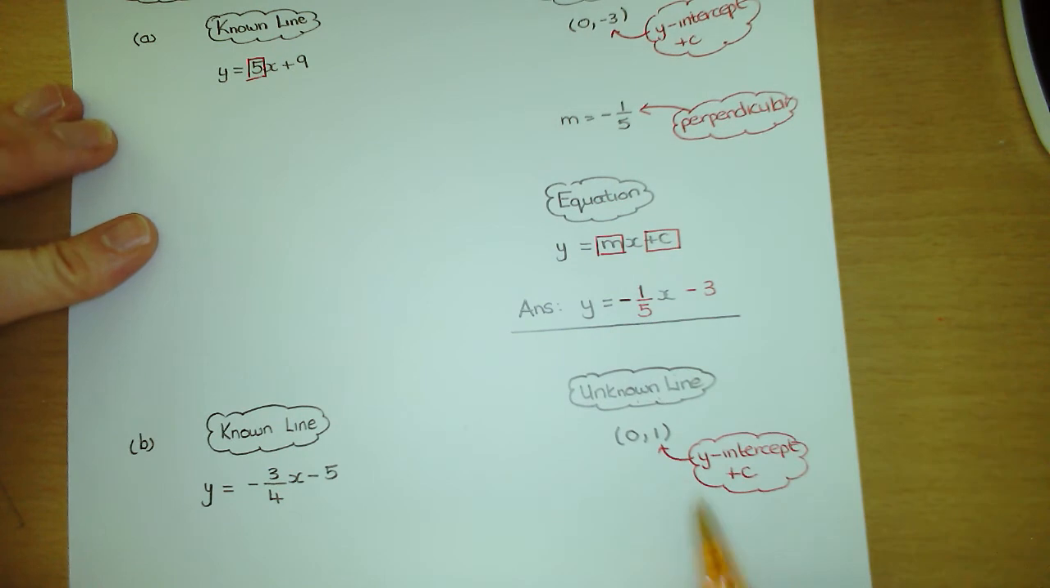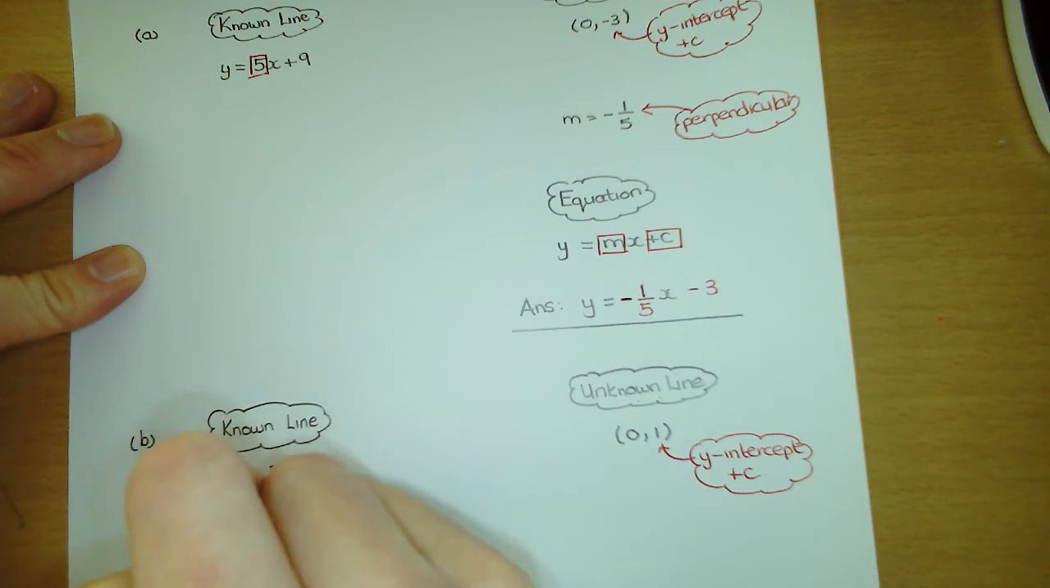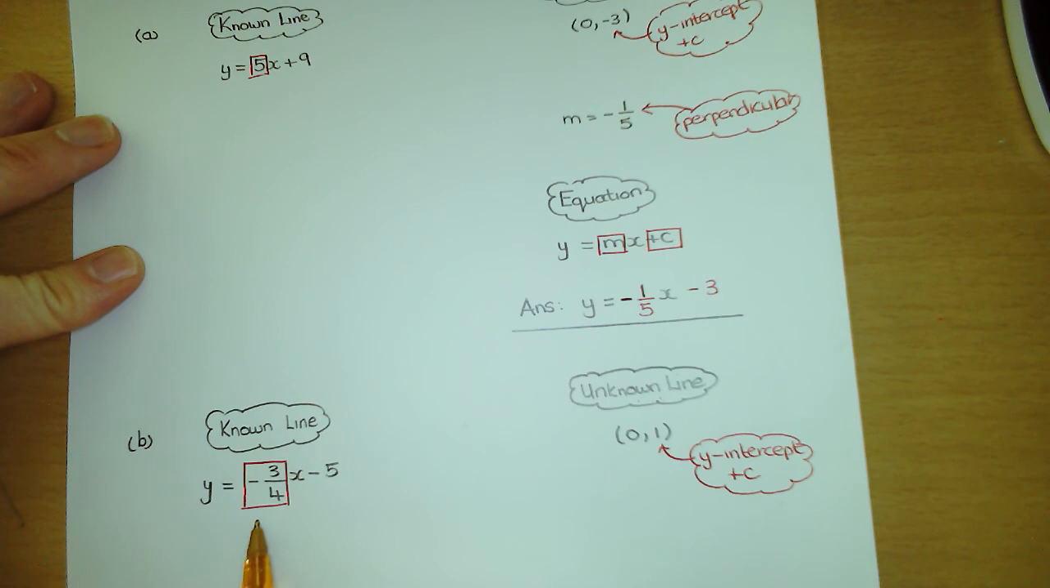Now we need to get the gradient of the unknown line. So what we do is go to the known line, make sure y is by itself, and make sure y is positive, and make sure y has no visible coefficient. So it's in the correct form. Now identify the gradient of the known line. So the coefficient of x is minus 3/4.